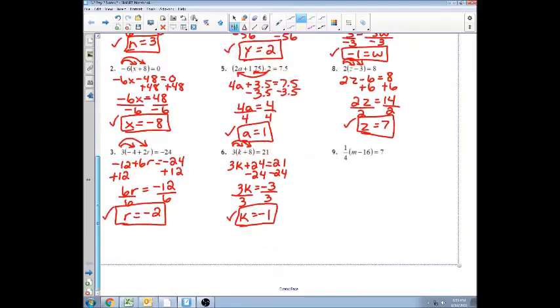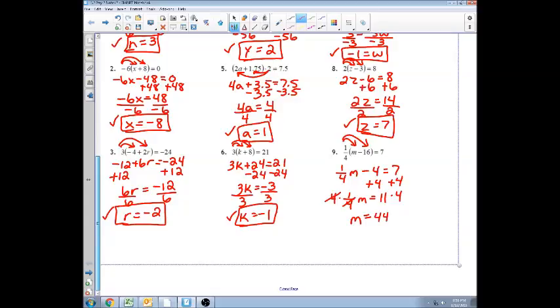The last one here. I have 1/4 times the quantity m minus 16 is equal to 7. m and 16 are not like terms, so I'm going to distribute the 1/4. Multiplying by 1/4 is the same as dividing by 4. Okay, just remember that. So I'd have 1/4 m. 1/4 times negative 16. What is negative 16 divided by 4? It would be negative 4 is equal to 7. Add my 4. I would have 1/4 m is equal to 11. In this case, I would need to multiply by my 4 in order to get rid of that in my denominator. So m would equal 44.